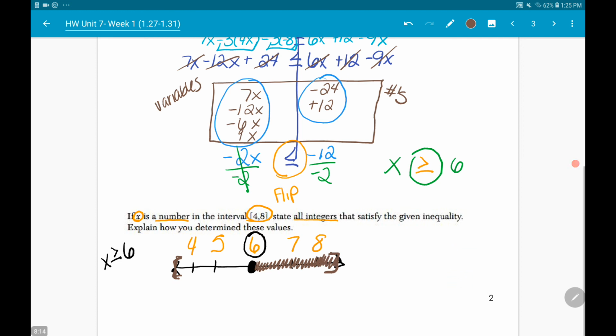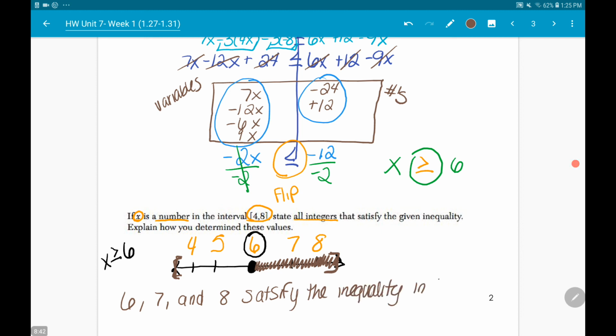So now let's state the answer. The answer is 6, 7, and 8 satisfy the inequality in the interval 4 through 8 because 6 is included and 7 and 8 are bigger.